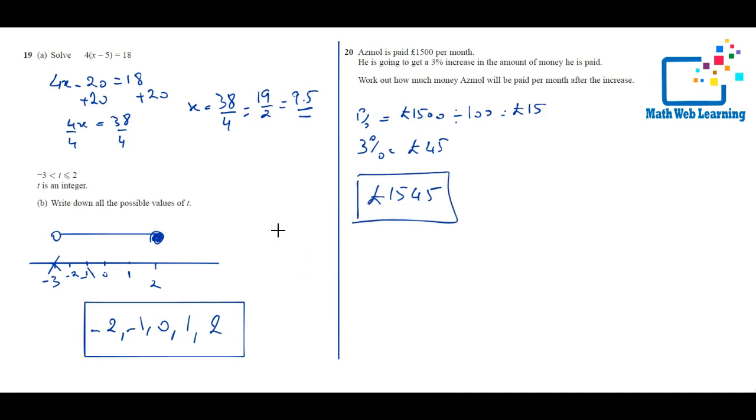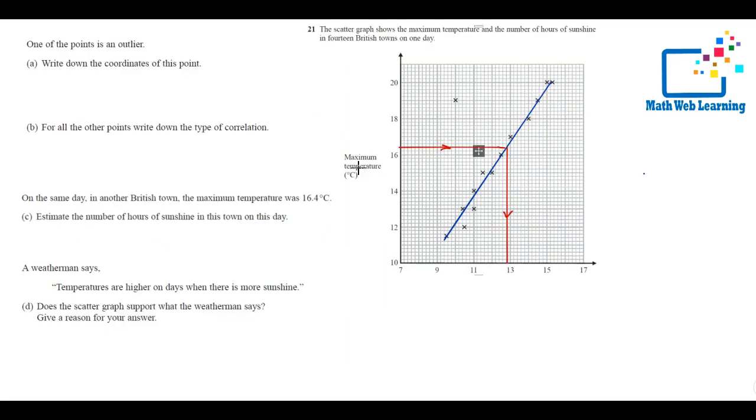Alright, next question is question 21. Question 21 is a question on scatter graphs. You may not recognize the layout. I have changed it in order to squeeze everything on one board. Okay, so let's get started, but the questions are the same.